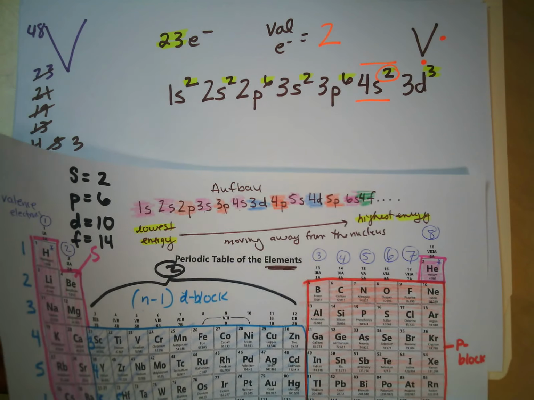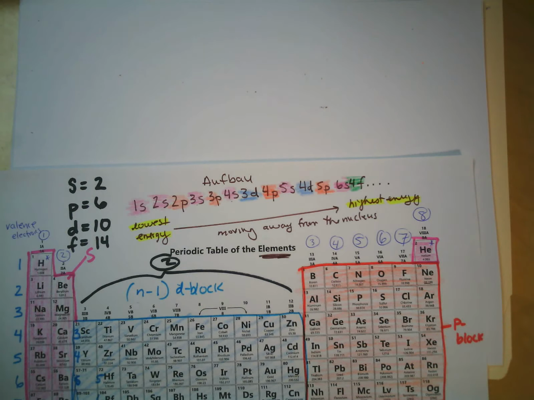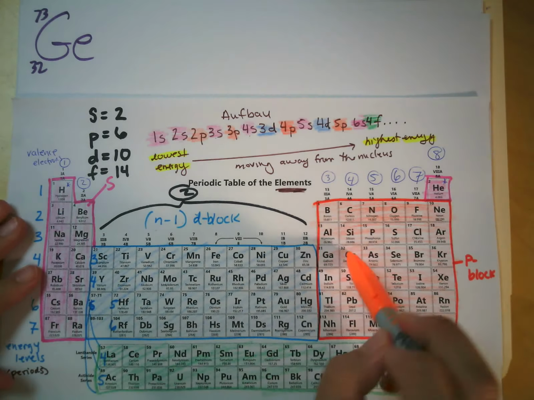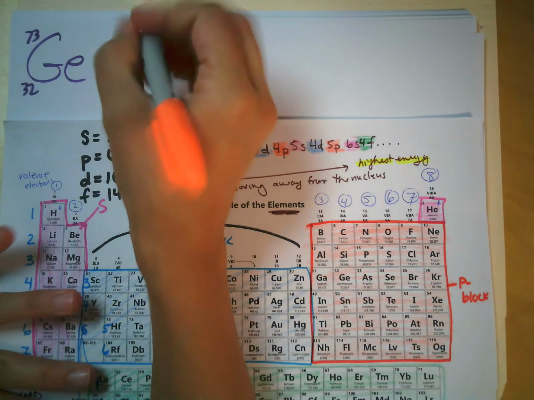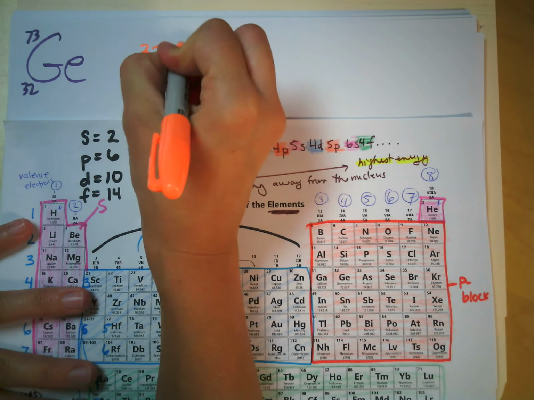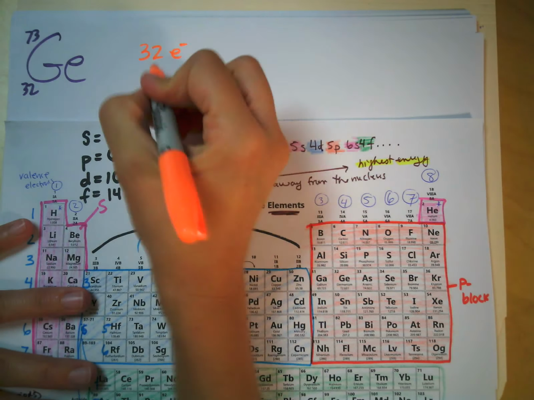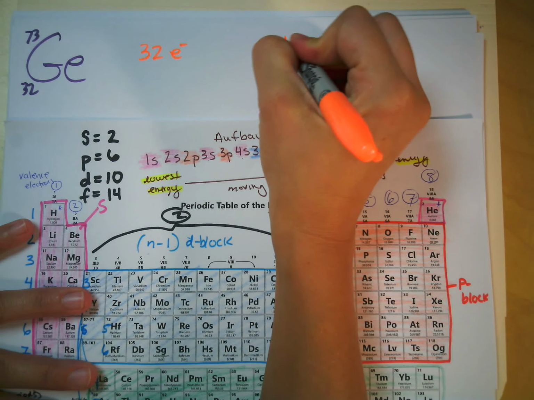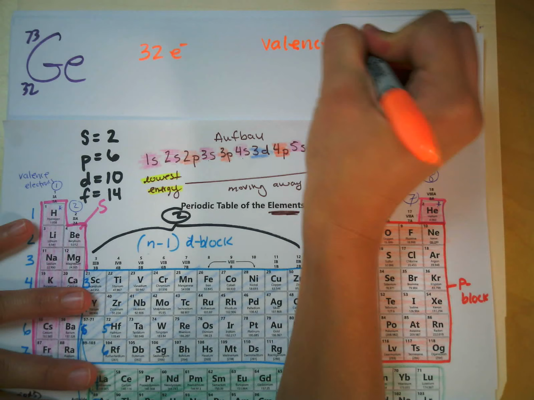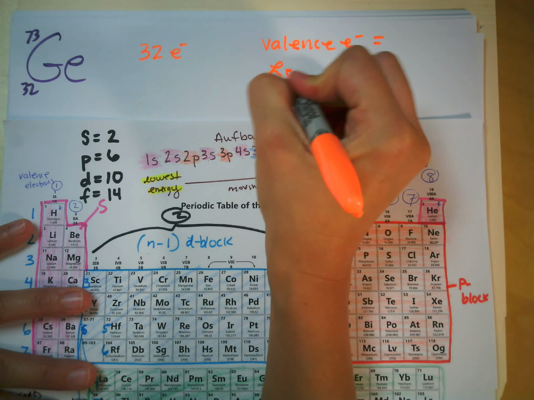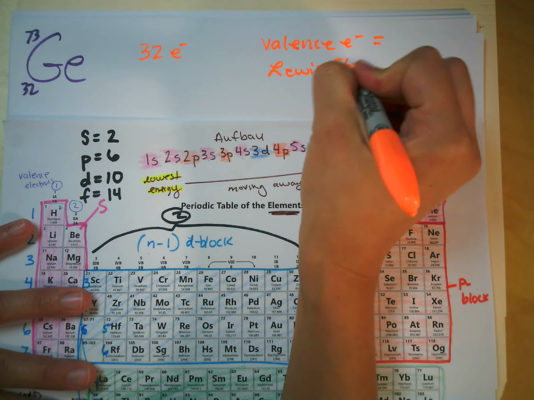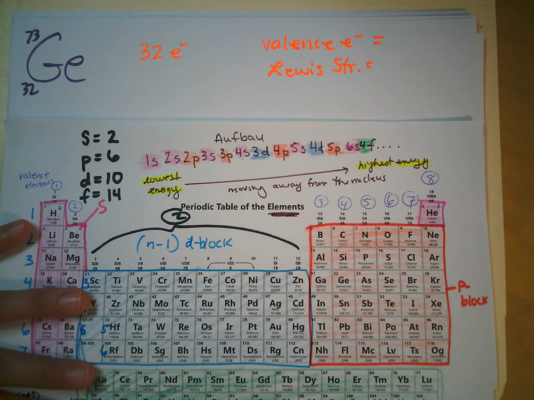All right, let's do one more longhand before we add in the shorthand. We have germanium. So it is right here, atomic number 32. It has 32 electrons. And we will find the number of valence electrons, and then we'll draw our Lewis structure.